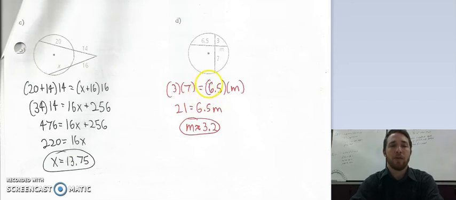And we finally get to our first case. We haven't really seen this one as a practice yet, but remember, if I have two chord segments, if I find the product of their segments, they should be equal. So 3 times 7, set that equal to 6.5 times m, and that should be easy enough to just divide and solve for m. We get about 3.2.